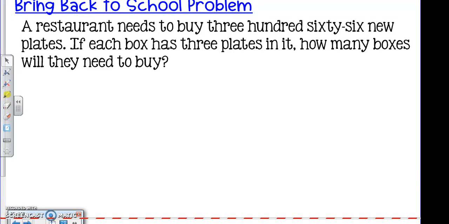Alright, so on the left side of your notebook, go ahead and write down your bring back to school problem. It reads, a restaurant needs to buy 366 new plates. If each box has 3 plates in it, how many boxes will they need to buy?